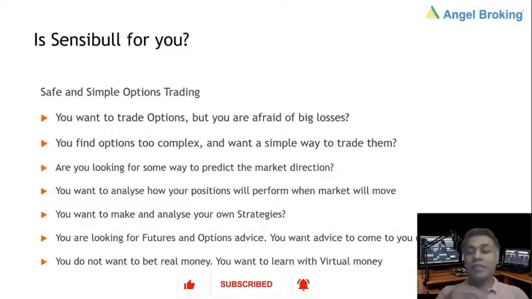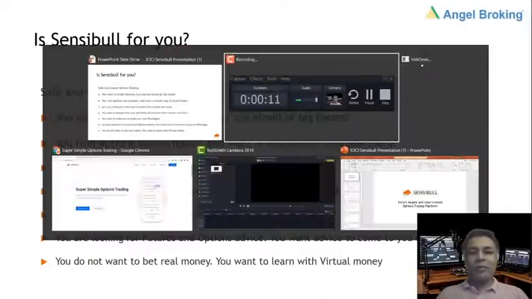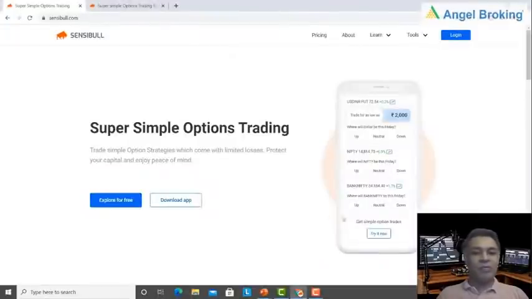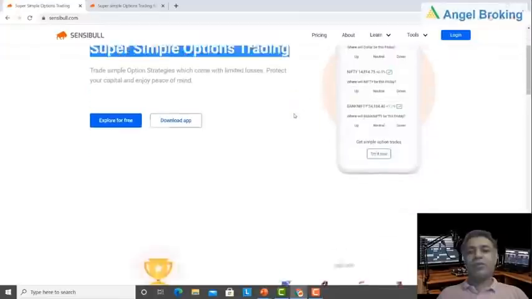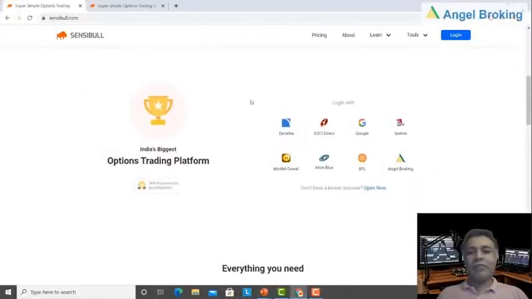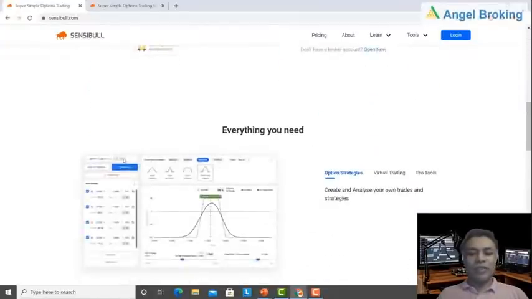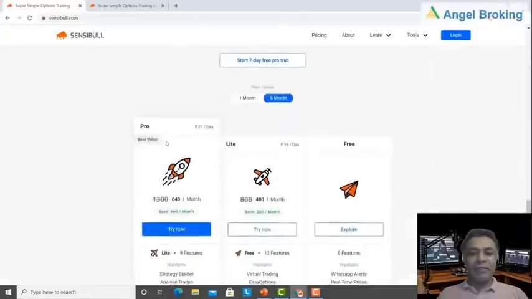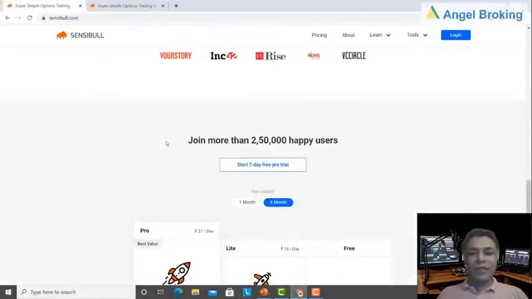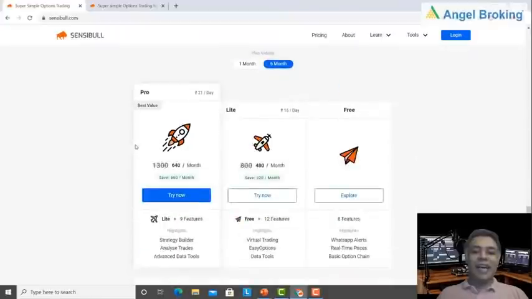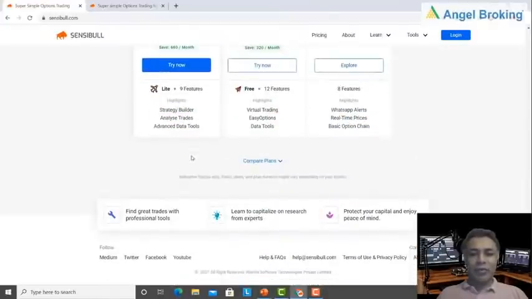So let's jump right into our first feature, which is Easy Options. But before that, let me quickly show you what we look like. So this is what we look like. Remember, this is super simple options trading. It can't get simpler than that. We have tied up with all the major brokers in India, and we have around 500,000 monthly logins now. This number is old, and you can get a 7-day free Pro trial.